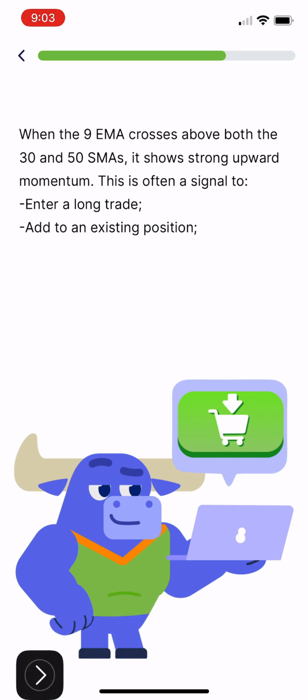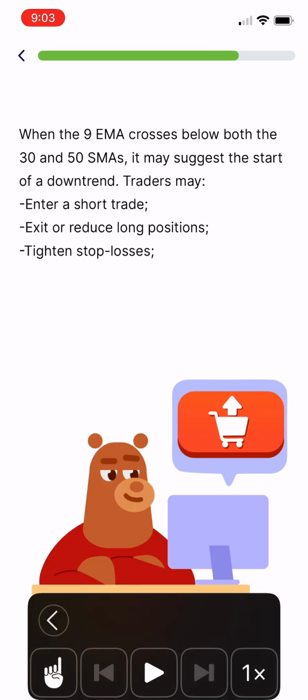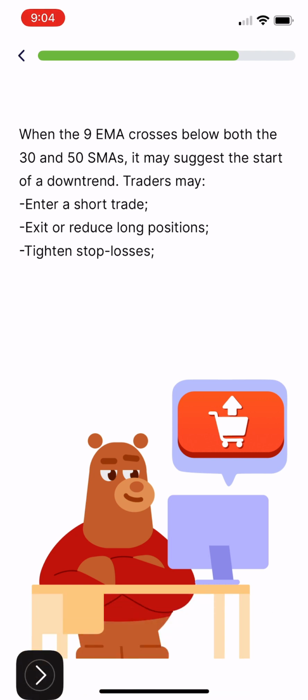When the 9 EMA crosses above both the 30 and 50 SMAs, it shows strong upward momentum. This is often a signal to enter a long trade or add to an existing position. When the 9 EMA crosses below both the 30 and 50 SMAs, it may suggest the start of a downtrend. Traders may enter a short trade, exit or reduce long positions, or tighten stop losses.